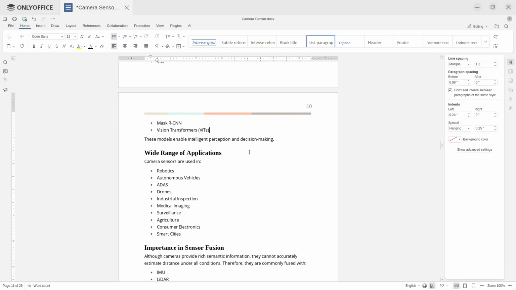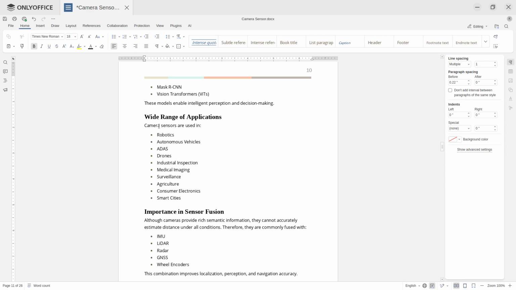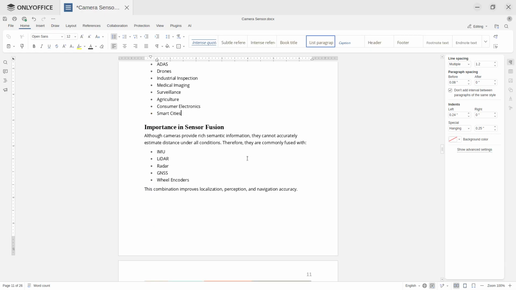Right. Next, wide range of applications. Camera sensors are used in robotics, autonomous vehicles, ADAS. ADAS means advanced driver assistance systems, drones, industrial inspection, medical imaging, surveillance, agriculture, consumer electronics, smart cities.